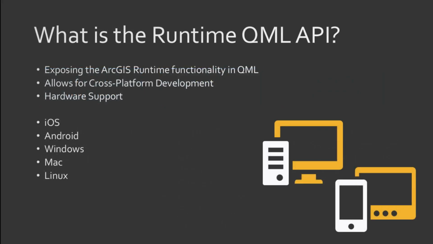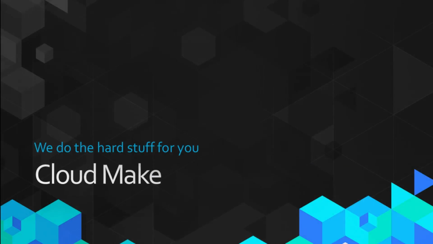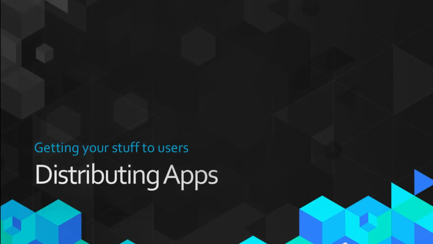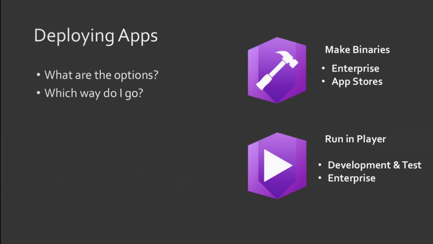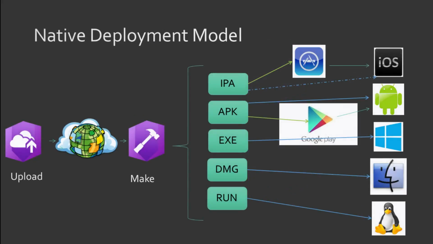All right, we already talked about all these things. We are about to go over time. So distributing apps, I told you, you can distribute apps in two ways. You can generate binaries or run in the player. If you generate binaries, you can go to the enterprises or to the App Store. These are the different binaries you can build.